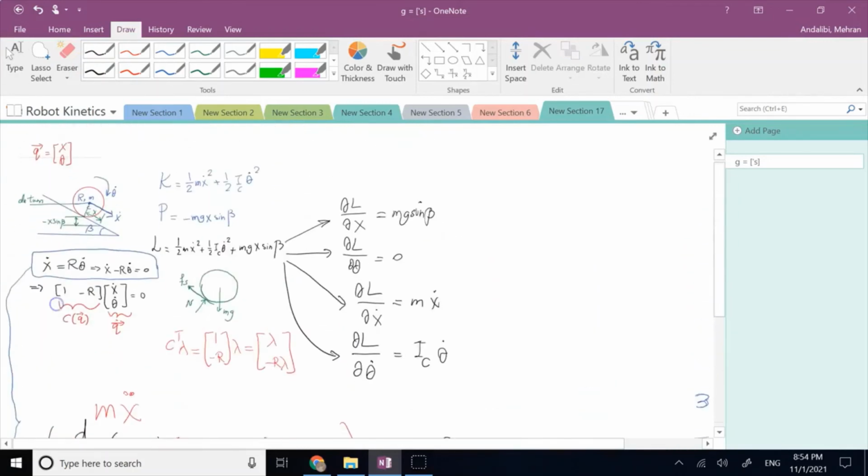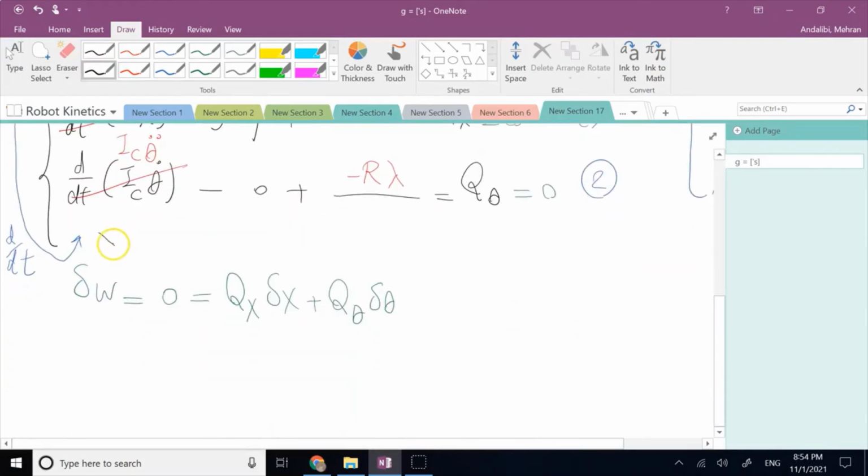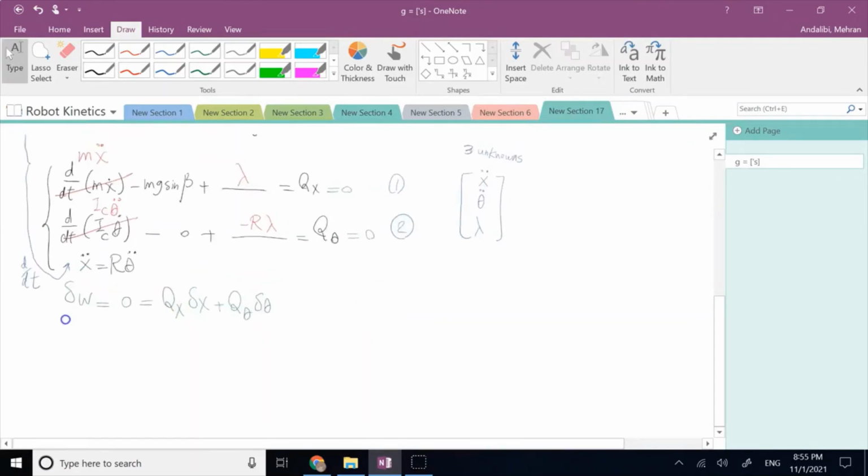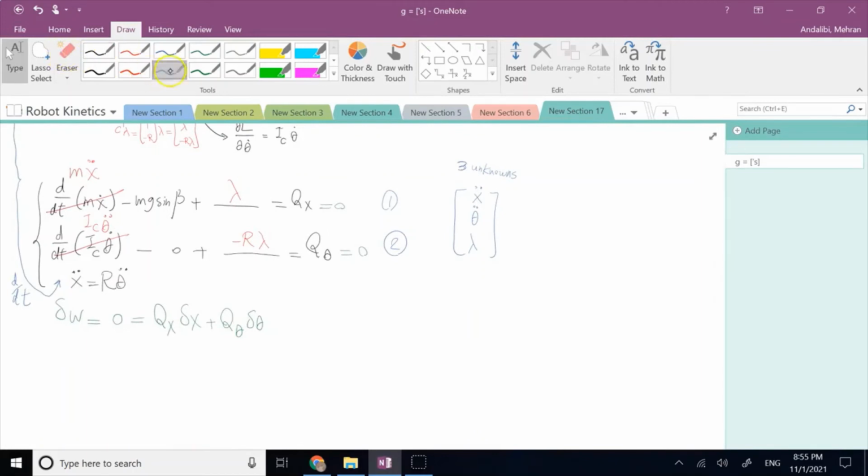Well, it's x dot equal r theta dot, so you can also say it's like x double dot equals r theta double dot, assuming that r is constant, which it is. In this case, it's a rigid disk. So this is your third equation now, and you can write it down here. Good. So there we go, you got your three equations and your three unknowns.